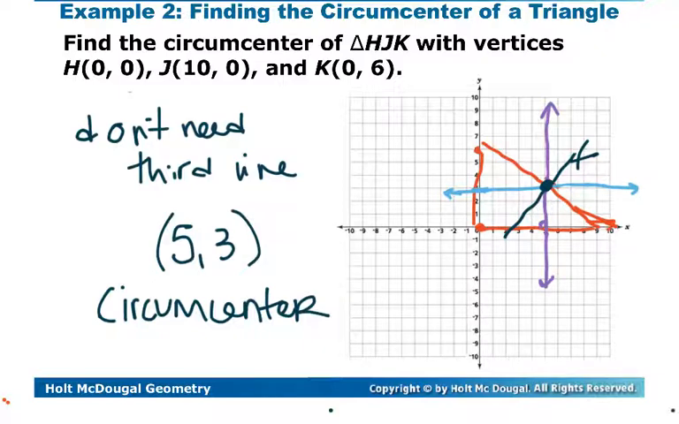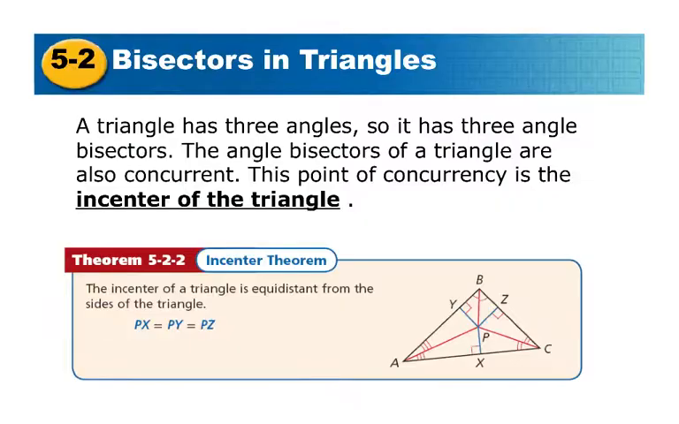All right. So the next one, other than around the circle, is a triangle that is now inside. Okay, so now we're going to be talking about an incenter of a triangle. So what happens rather than perpendicular bisectors is now we're doing angle bisectors.